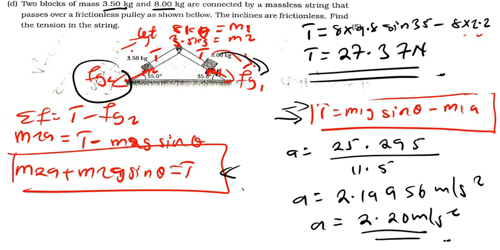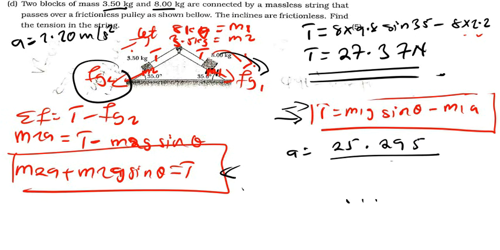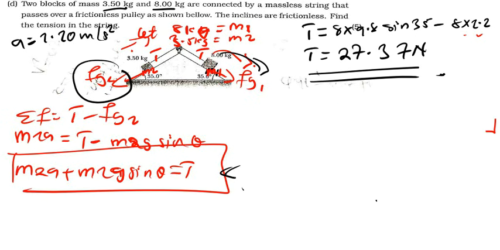So in short, I'm done with this question, but I want to prove to you guys that it's actually possible. You can also use this other one and find the same answer. So we know that acceleration is 2.20 meters per second squared. Let's use this other one. So I'm using this one now to find the tension force.